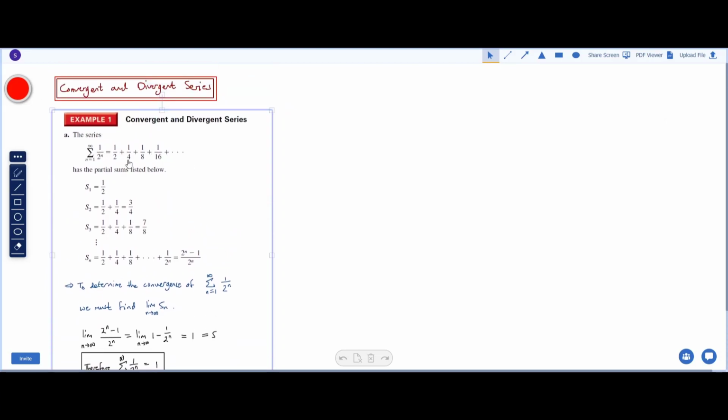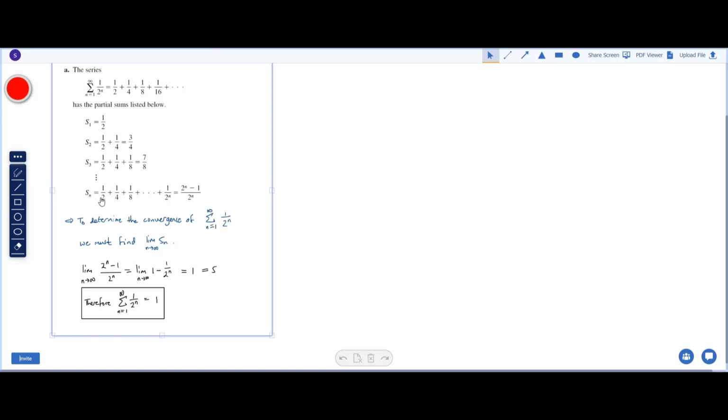Right. So for this one, we were able to show that we could create partial sums out of this series, and the nth partial sum was provided: 2 to the power of n minus 1 divided by 2 to the power of n. What we had to do was determine whether this series converges or not. The idea was that if the limit of the partial sums exists, then the series converges. But if it doesn't exist, then the series diverges.